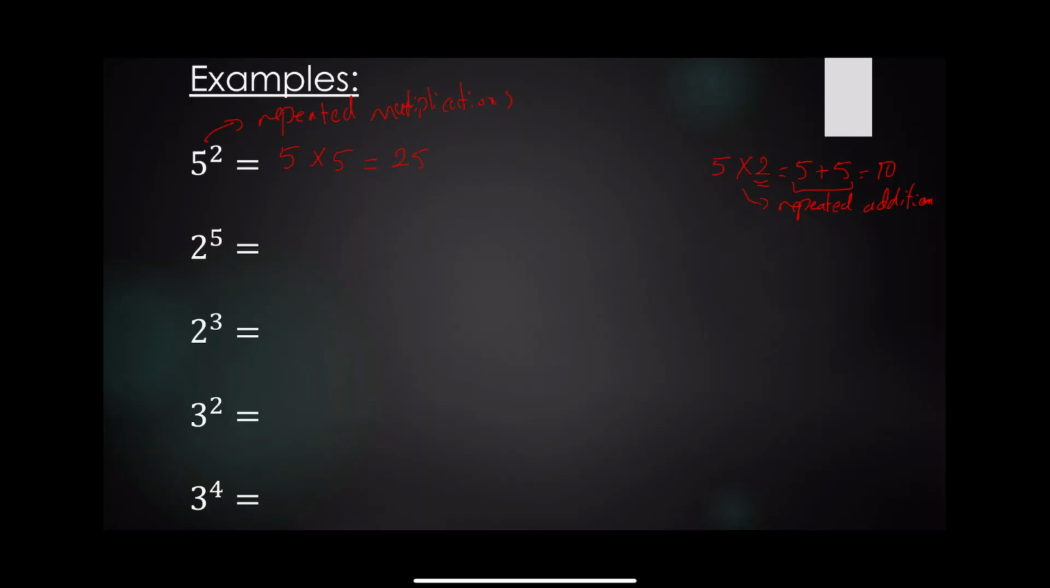What about 2 to the power 5? It means we are multiplying 2 by itself 5 times. So it's 2 times 2 times 2 times 2 times 2, 5 times. And the answer is 32. Did you notice anything? I did.